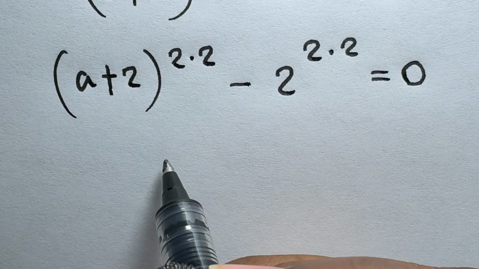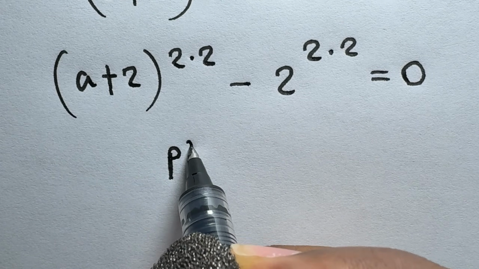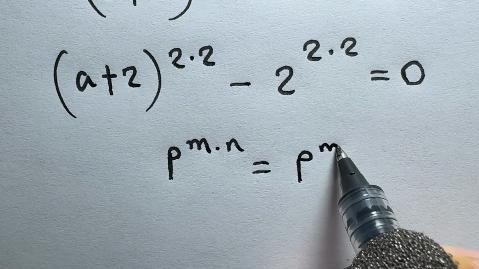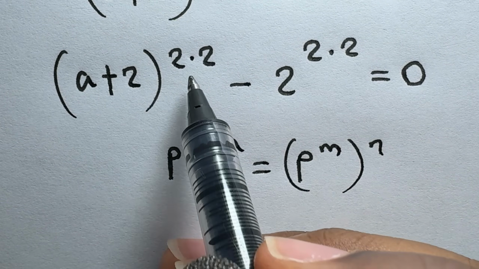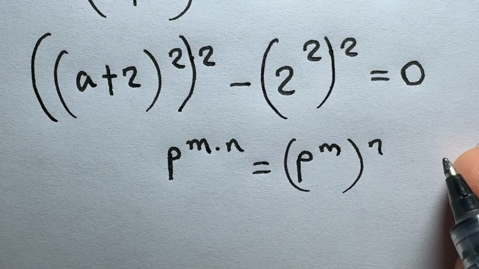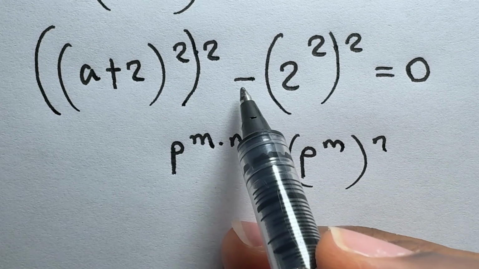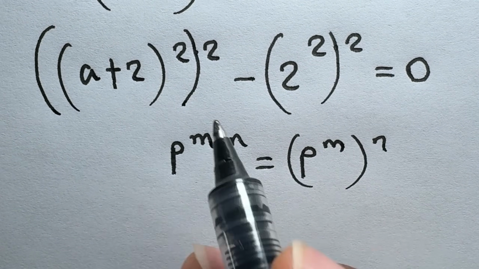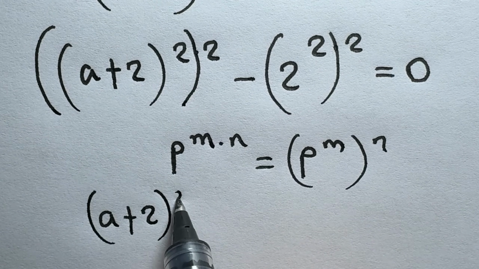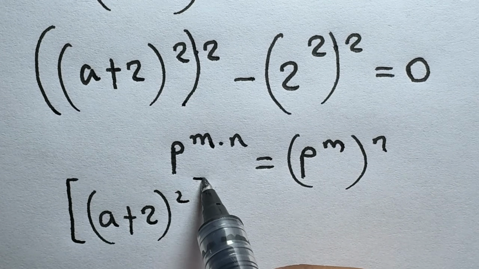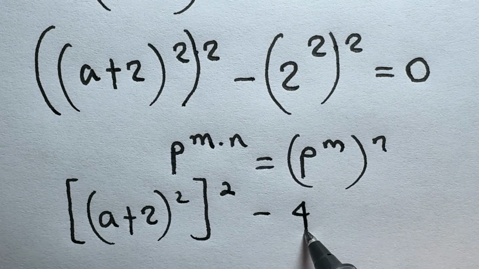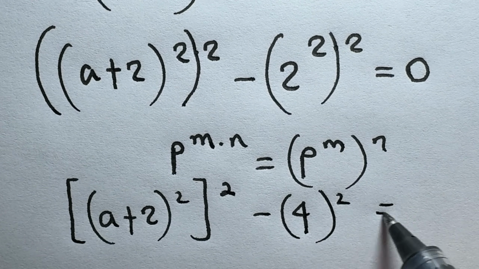By law of indices, given p raised to power m times n, this is the same thing as saying p^m all raised to power n. So I can introduce a bracket here and also here. And now I have a difference of 2 squares. So I can rewrite this as ((a + 2)^2)^2 - (2^2)^2, where 2^2 here is 4, then raised to power 2, is equal to 0.